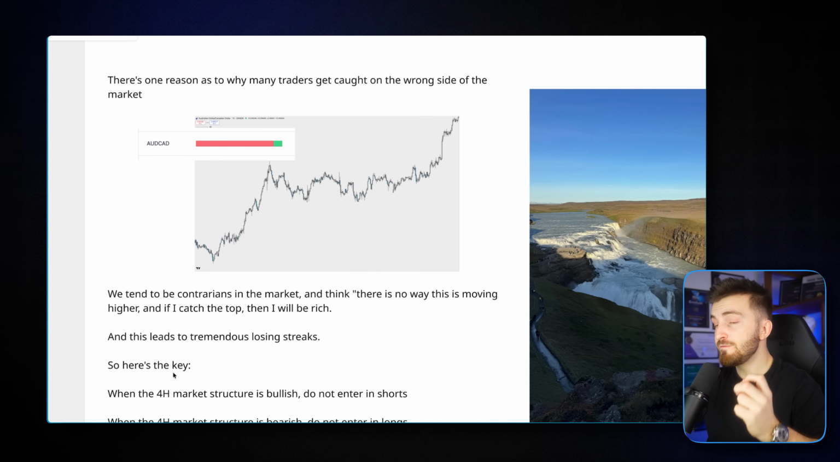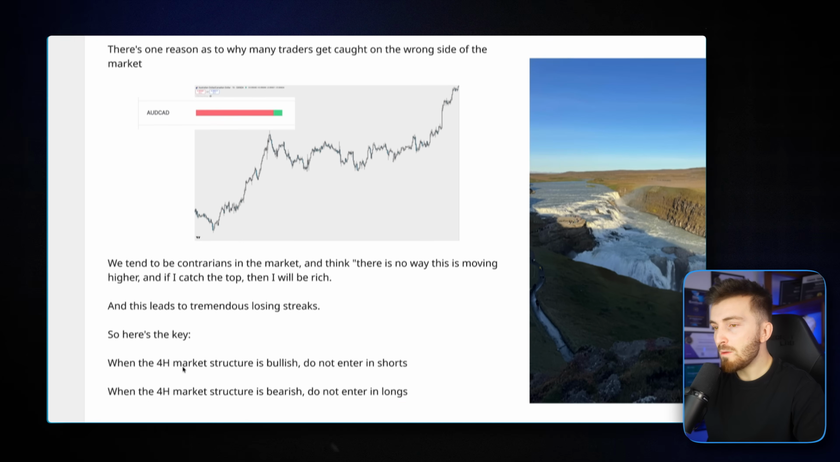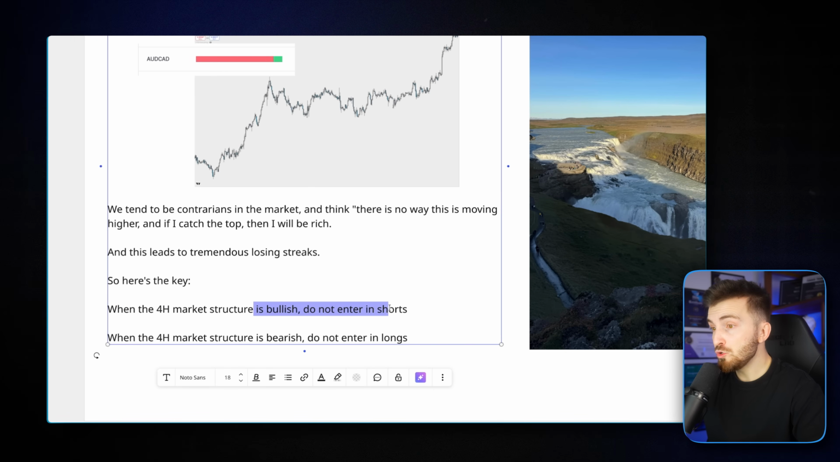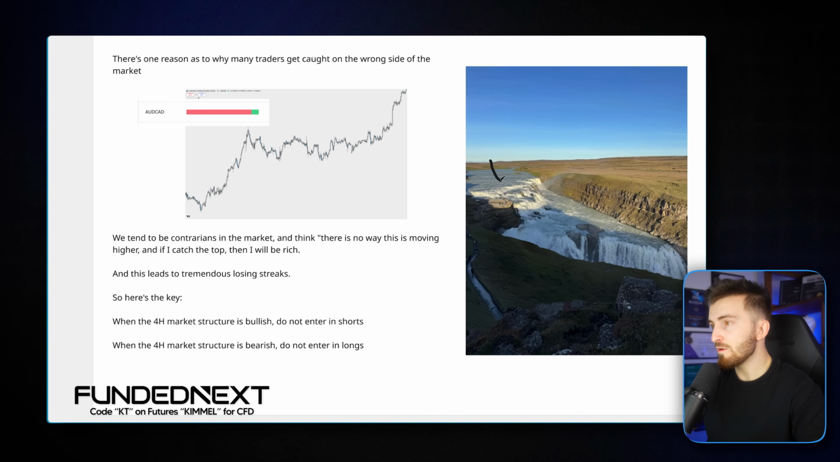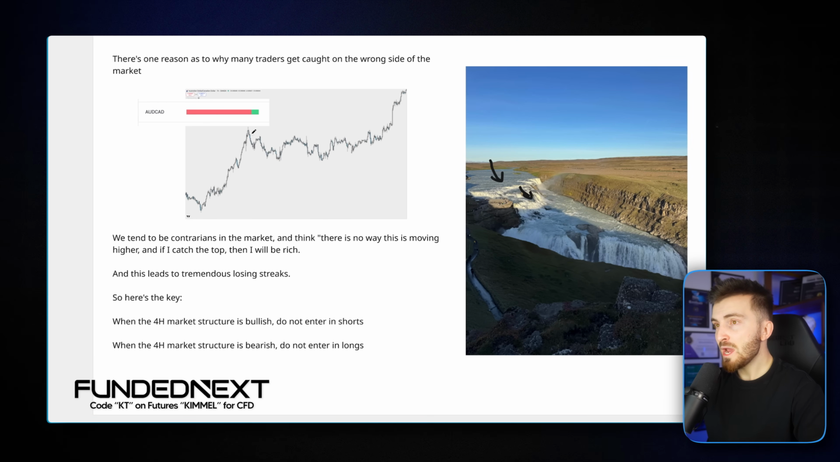So here's the first very important lesson. When the 4 hour market structure is bullish, do not enter in shorts. And when the 4 hour market structure is bearish, do not enter in longs. Because market structure is like a river. A river is moving downstream. And when we are trying to short this specific market, it's like we are trying to swim upstream.